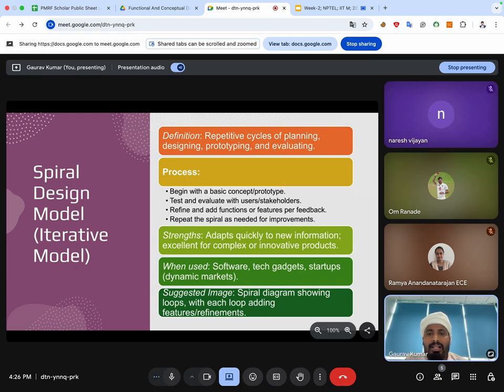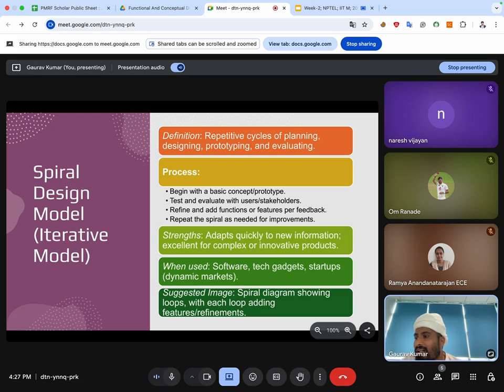So next one is spiral design models, which is basically iterative models. Let's now contrast it with a more flexible and dynamic model, the spiral model. The spiral model is iterative and it follows a loop where you plan, design, test, evaluate, and then refine. So each spiral brings you closer to the final solution, right?